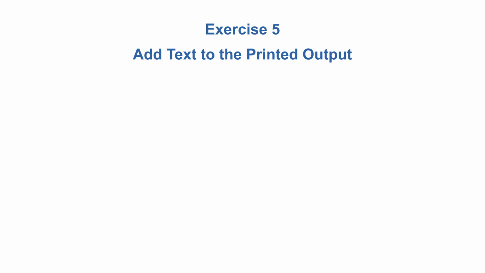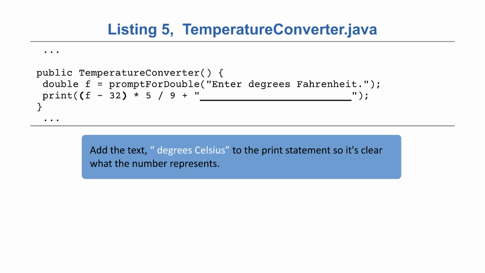Let's add some text to the printed result to label the number it printed. Exercise 5. Add text to the printed output. Add the text degrees Celsius to the print statement so it's clear what the number represents. Run it. What happened? If you entered 32 for the temperature, it should have printed 0.0, labeled as degrees Celsius.